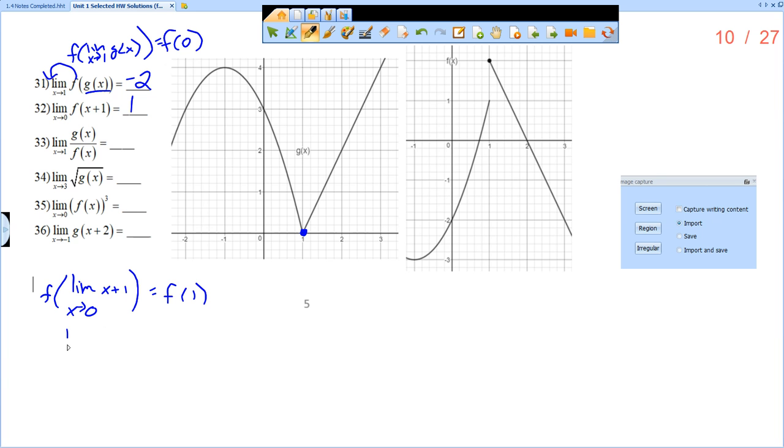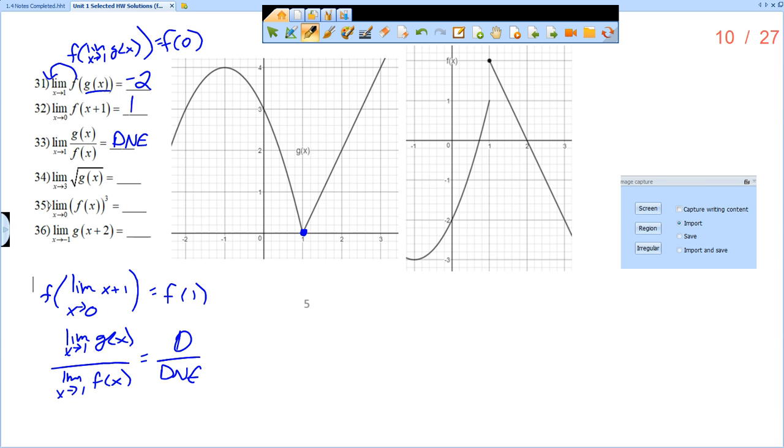So now 33, we want to evaluate the limit as x approaches 1 of g of x divided by the limit as x approaches 1 of f of x, right? And so we're going to evaluate those separately, right? And so when we do that, we get the limit as x approaches 1 of g. Well, that's 0, right? We just figured that out. But the limit as x approaches 1 of f, right? That does not exist, right? And so this limit, we would say, does not exist.